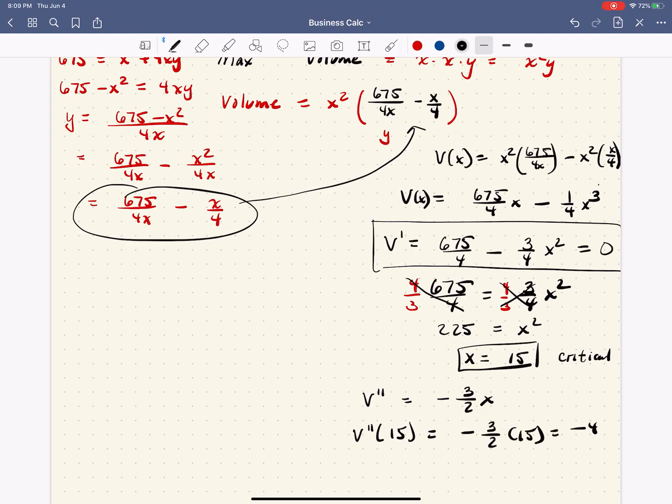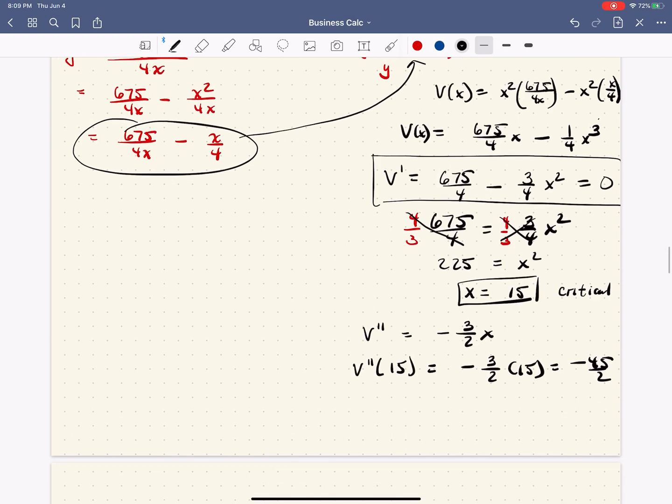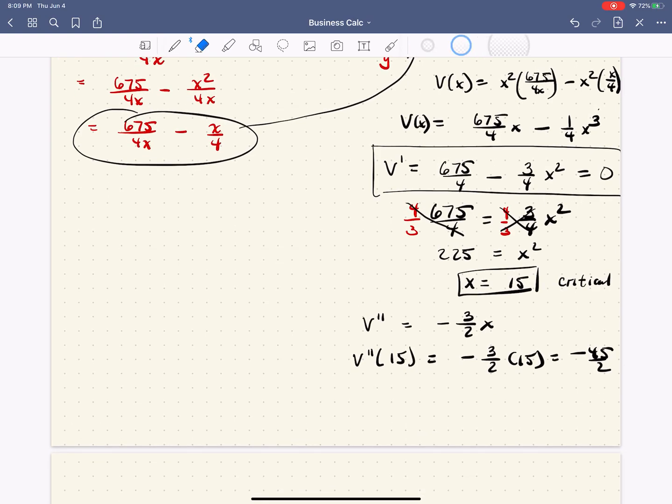I get negative 45 halves, which is negative, which means, remember what the second derivative tells us, that tells us about concavity, so we know that our volume function is concave down, and since we plugged in the point where there's a critical number, it has to be the max. So we've just verified that there is indeed a maximum at x equals 15. So let's answer the questions.